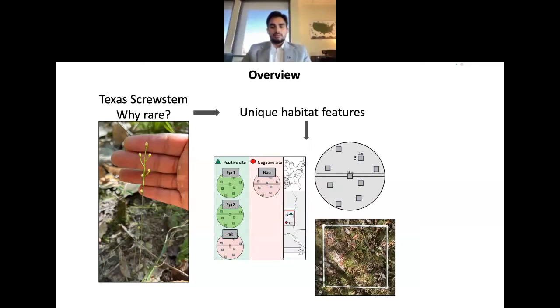So we'll explore why this plant is considered rare, and the various threats it faces in its natural environment. I'll guide you through its distinct habitat characteristics, highlighting key findings from a detailed and well-structured field study. And finally, we'll examine the results of our research and discuss the implications for conservation and future studies.